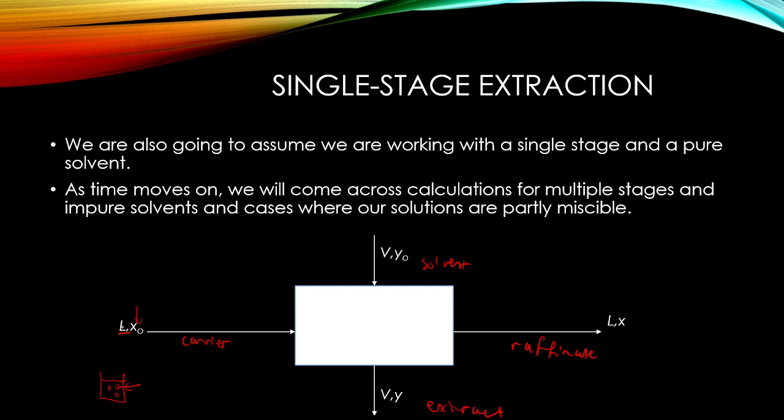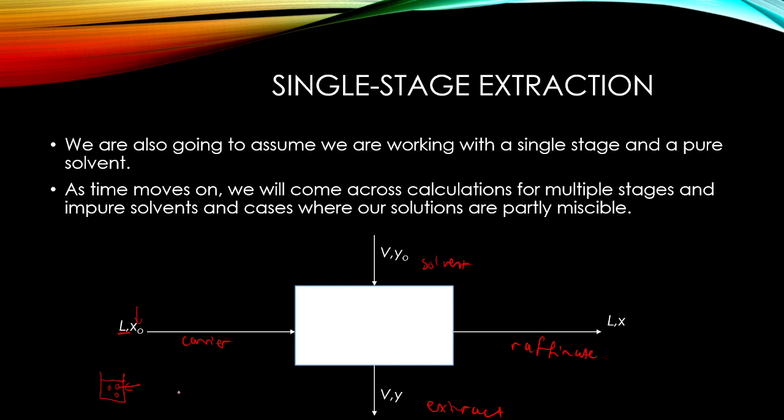So you're assuming that the carrier solution, that's the L, the volume of the carrier solution, is going to be the same throughout, because even though we have an amount of solute in there, it's so dilute that the solute is not going to affect the flow rate. If you're working with flow, it's not going to affect the flow rate, and if you're working with volume, it's not going to affect the volume.